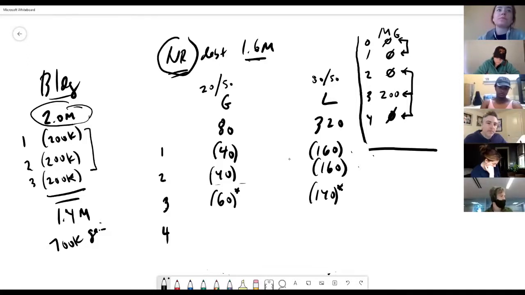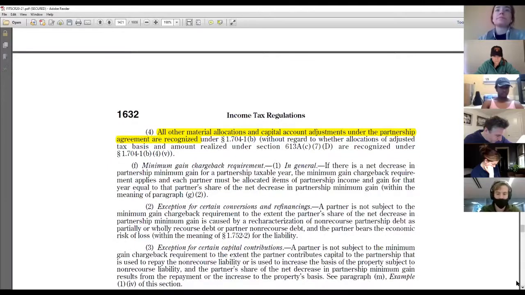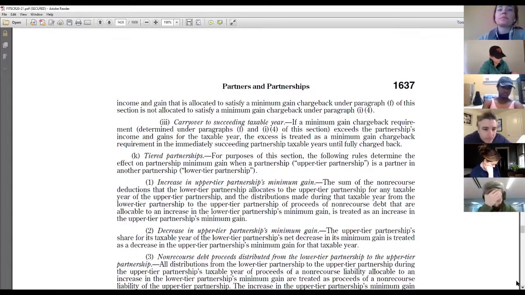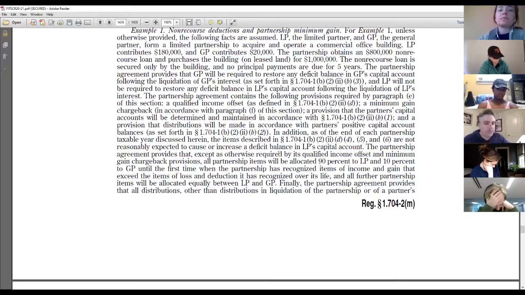The regs are pretty generous here. So let's turn back to the regs. Dash 2M has an example that's useful here. Dash 2M, example 1, has a similar flip arrangement where, except as otherwise required, they're going to be allocated 90-10 and then equally. So similar flip arrangement here. 90 to LP, 10 to GP, and then 50-50. So here, we're doing 20-80, then the 50-50. They're doing 10-90 and then the 50-50.